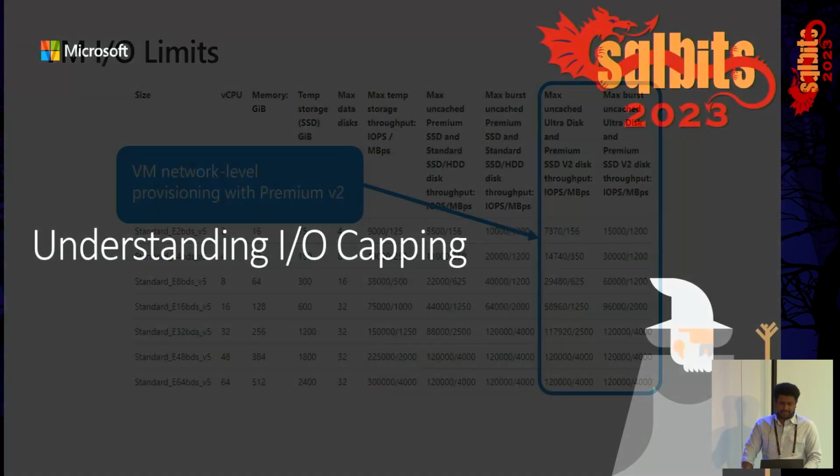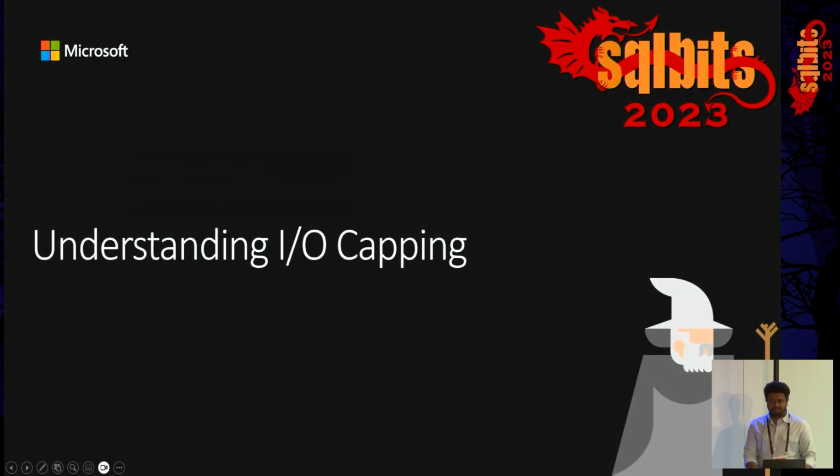We spoke about I/O capping. I have shown you a diagram where it has 5,000 uncached, max cached, and everything. Till now, what we discussed is we know the best VM that we can pick is Ebdsv5. We know the best storage we can pick, that's the Premium SSD V2. But how it all works internally, how an I/O works, how caching works, all that is very important to understand.